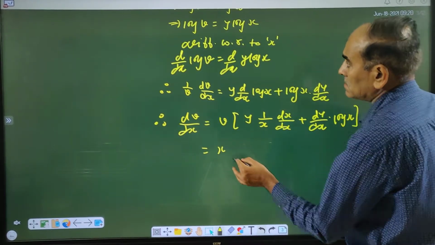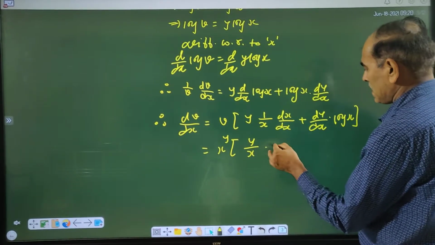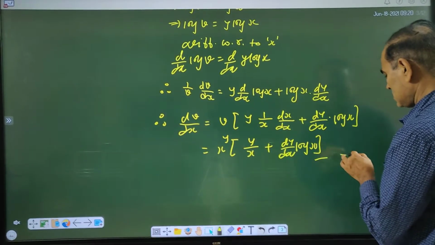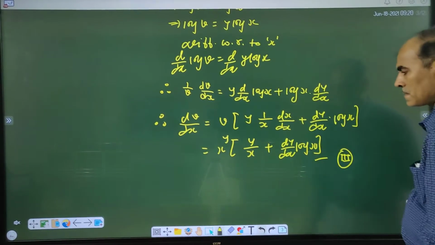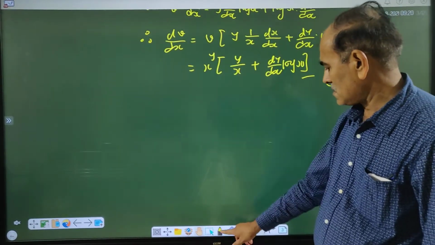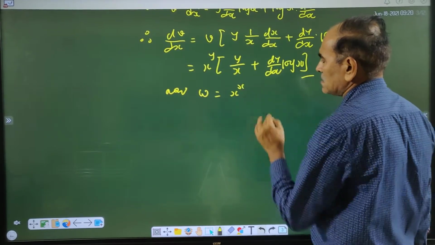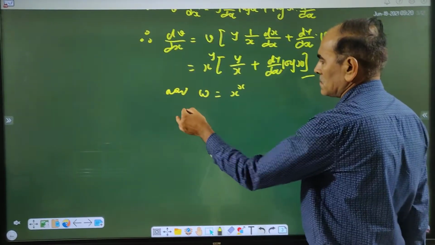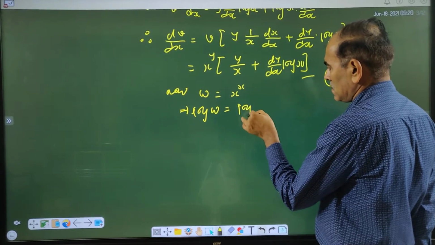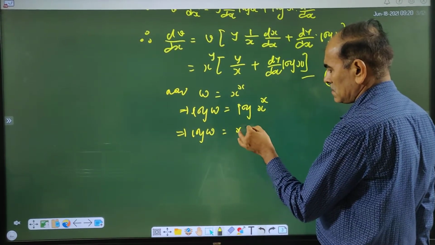That is x to the power y by x plus dy by dx into log x. Equation number 3. What is w? w is equal to x raised to x. So take log on both sides. Log w is equal to log x to the power x. So log w is equal to x log x.